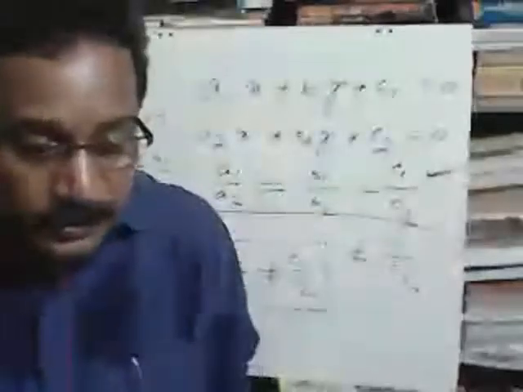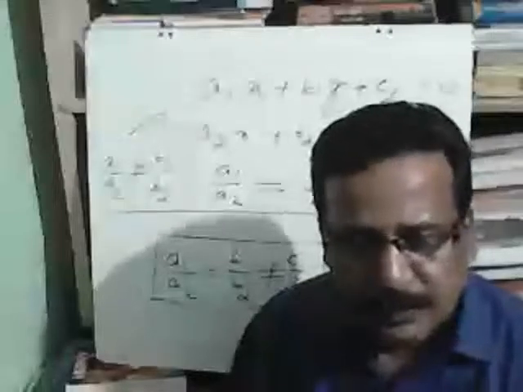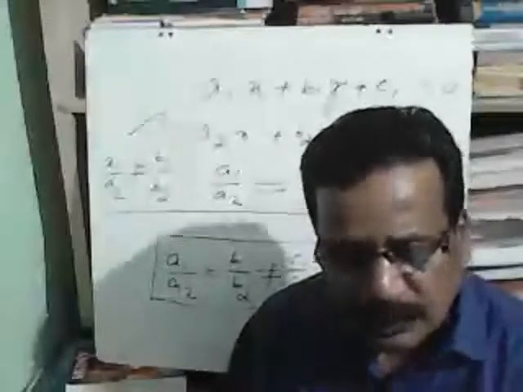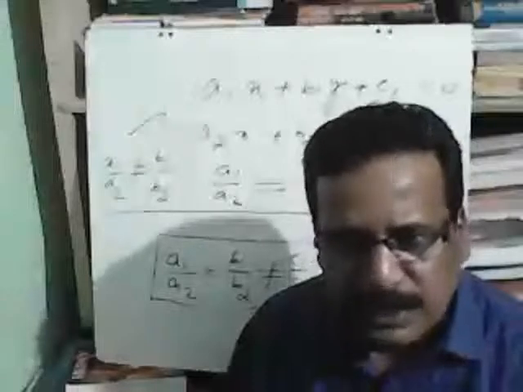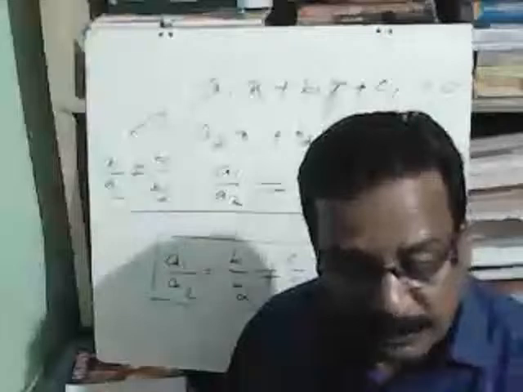Now proceed to exercise 3.2. Question number 1. Your instruction: form the pair of linear equations in the following problems and find their solution graphically. Like 3.1, draw the graph, then find the point of intersection. From the point of intersection, you will get the x coordinate and y coordinate. The x coordinate is the value of x, the y coordinate is the value of y.